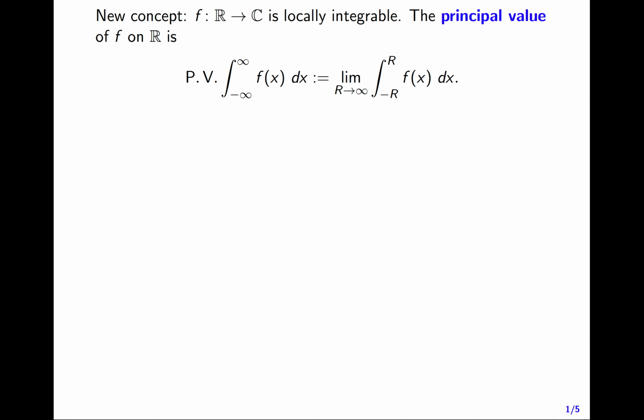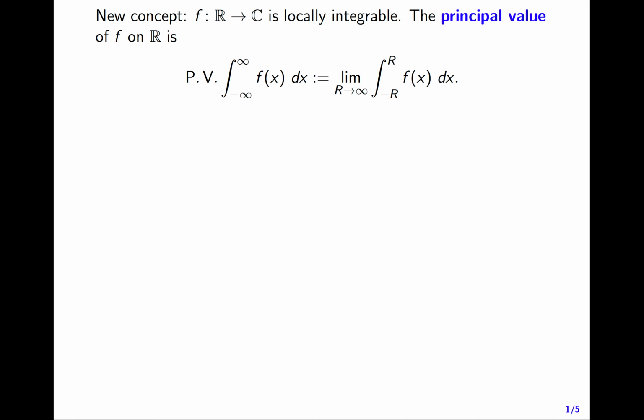We begin with a new concept. For a function f from the reals into the complex plane that is locally integrable, we define the principal value of f on R to be the following limit. PV, integral minus infinity to infinity of f, is the limit as R goes to infinity of the integral from minus R to R of f, if this limit exists.